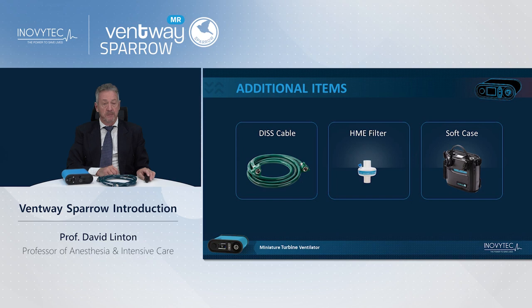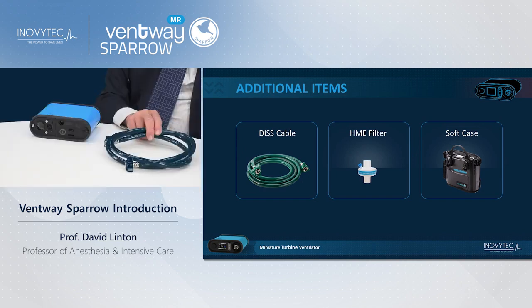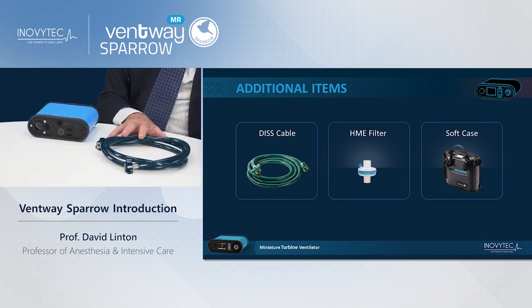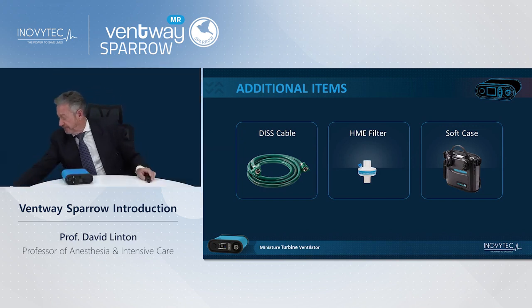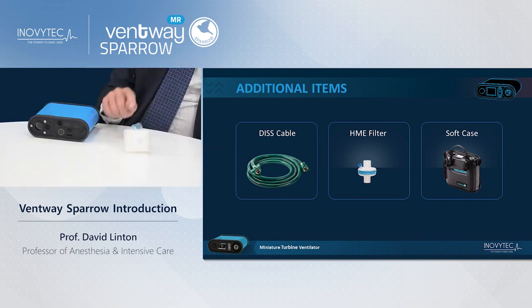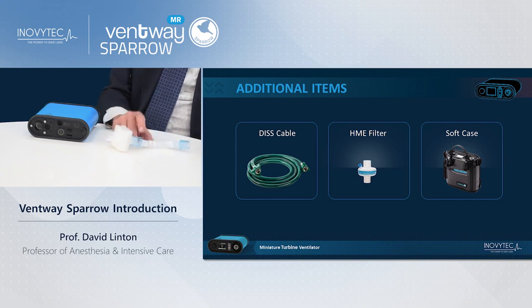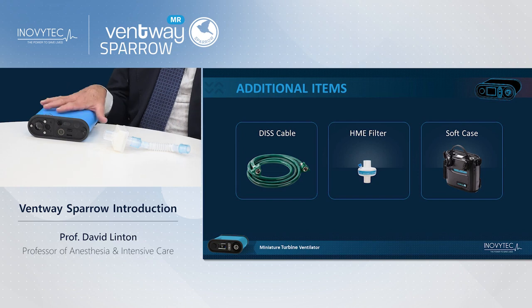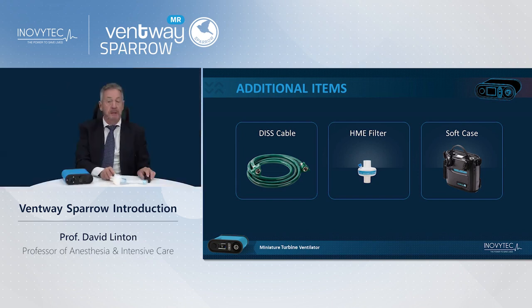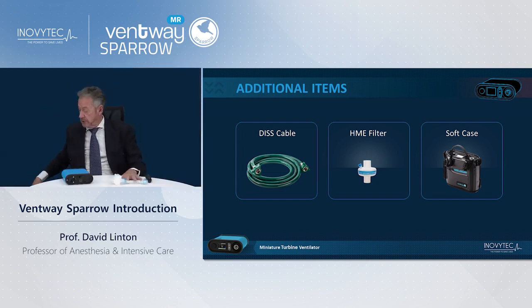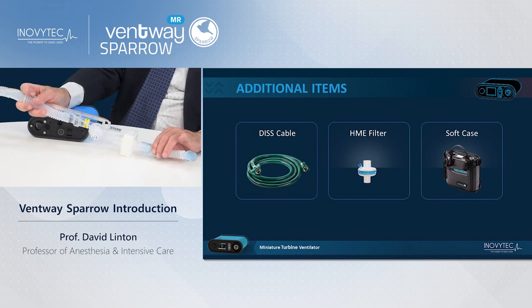Additional items that you may need are a disc cable to get the oxygen from the pressure wall to the machine, and a filter to protect the patient from the machine and circuit, and also to keep the machine clean. And we usually put the filter between the patient connection and the circuit.